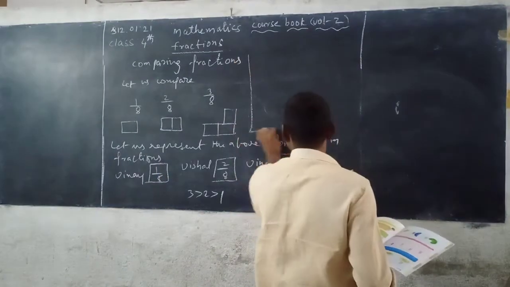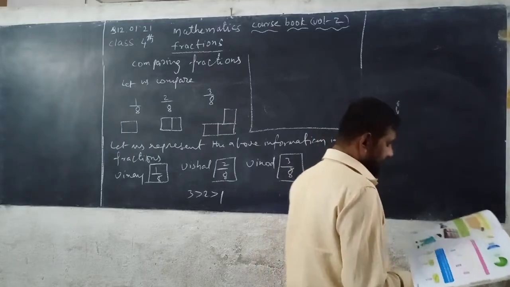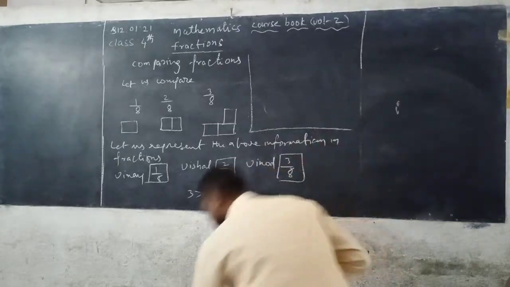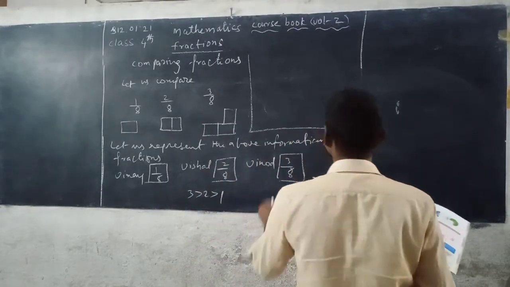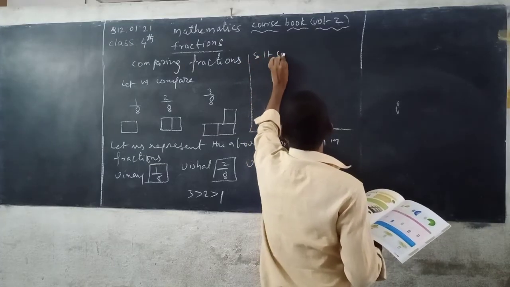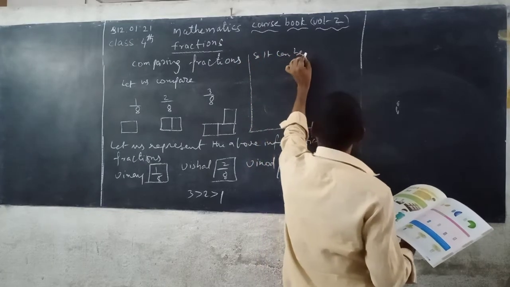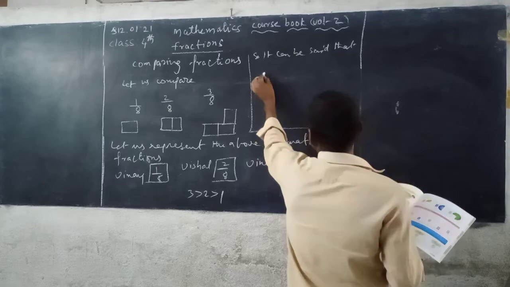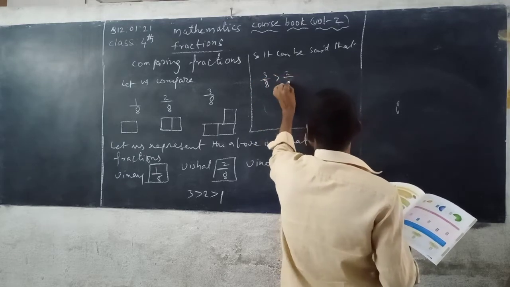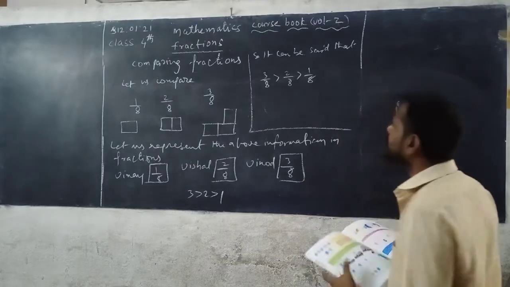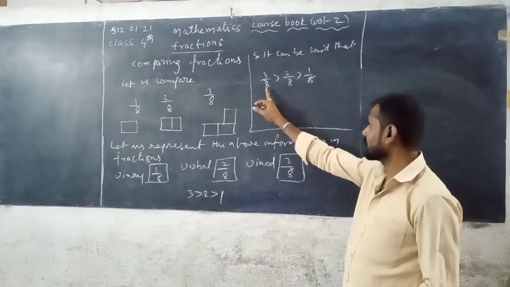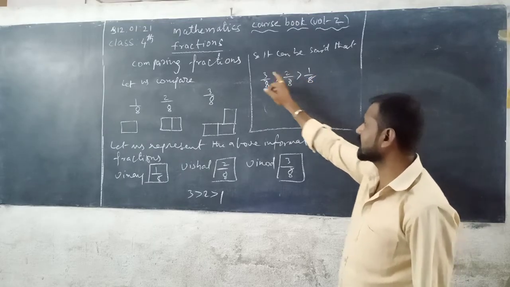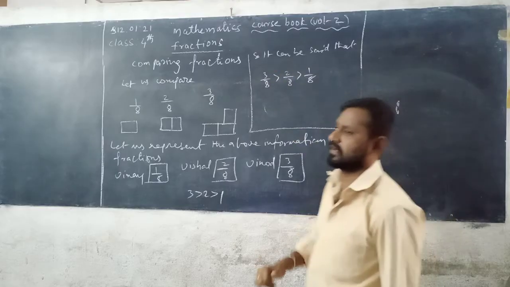So it can be said that 3/8 is greater than 2/8 is greater than 1/8. Who got more chocolates, beta? We know, the denominators should be same. Then you can compare the numerators. Which numerator is greater, that is the greater fraction of the others.